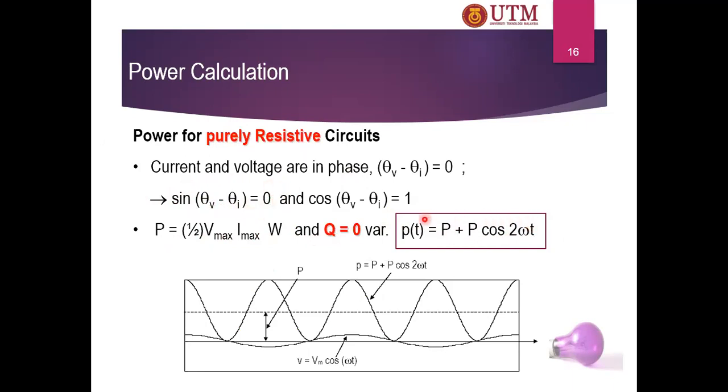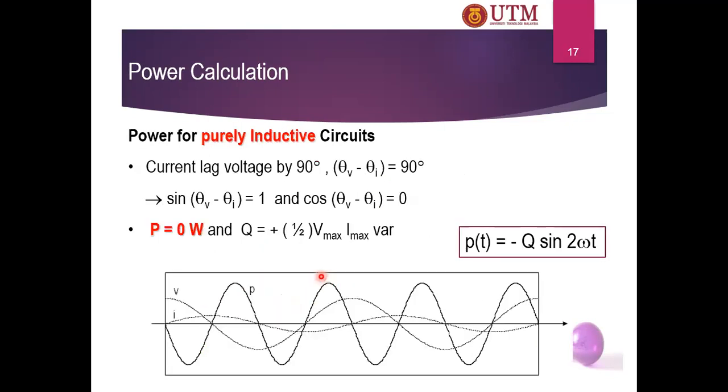When we plot the instantaneous power for a circuit that contains only a resistor, this is the plot of the waveform: P plus P cos 2ωt. As you can see here, the waveform is always positive. There is no negative power, meaning that this circuit only absorbs power, which is similar to what we have studied in your circuit theory. A resistor only absorbs power. A resistor cannot supply power back to the source. So the circuit only absorbs.